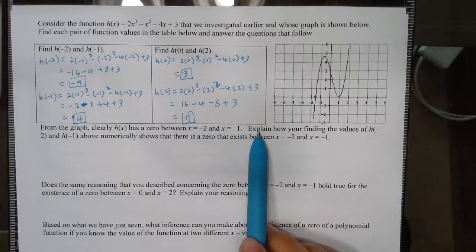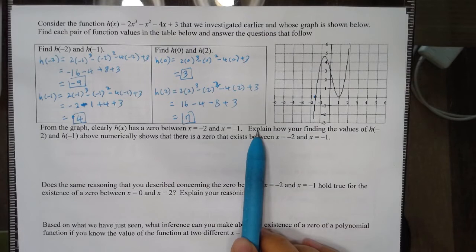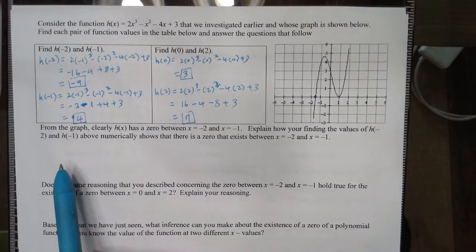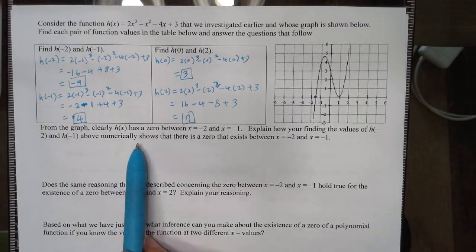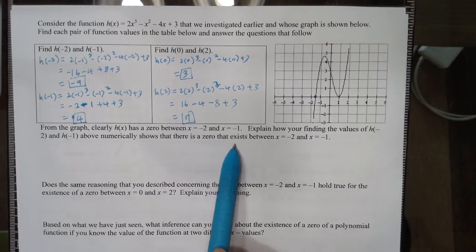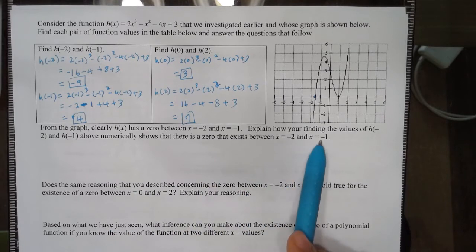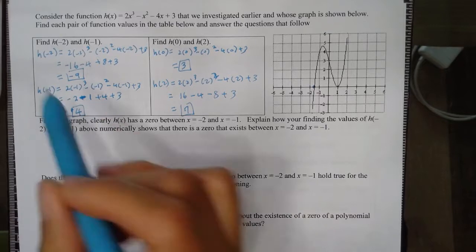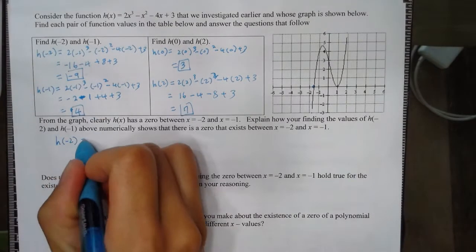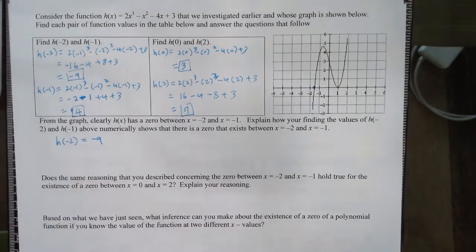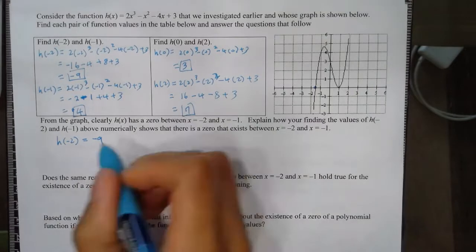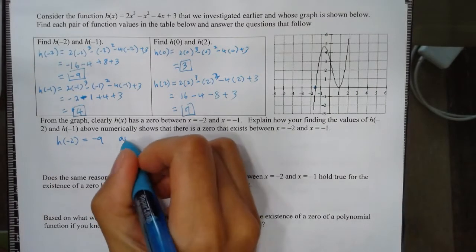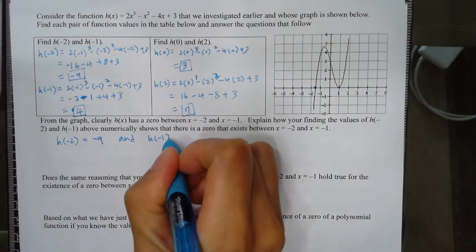Explain how your finding of the value of h of negative 2 and h of negative 1 above numerically shows that there is a zero that exists between x equals negative 2 and x equals negative 1. Okay. Alright. H of negative 2, y value, we got negative 9. And h of negative 1, we got 4.